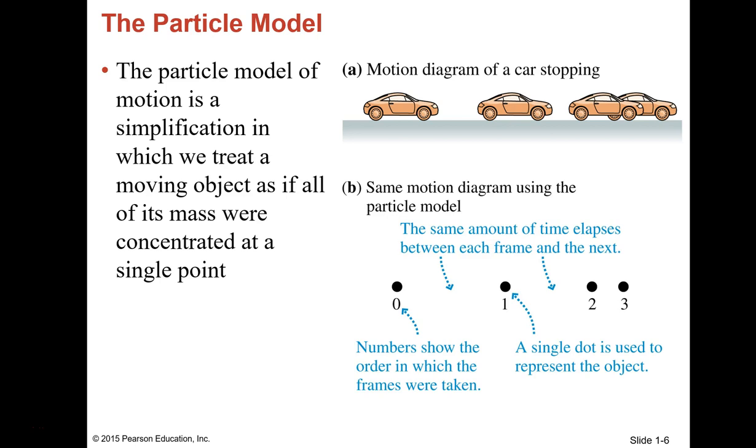Instead of looking at cars and bowling balls and runners and things like that, we can look at what's called a particle model of motion, just putting a dot. If you start off with this motion diagram of the car, you can put it as a dot, where a dot simply represents the object, and each dot represents the same amount of time. If this is 0 seconds, maybe this is 1 second, 2 seconds, 3 seconds. Whatever time interval you're using, you just have to be consistent. For the car up above, the gaps are decreasing, which means that it's slowing down.